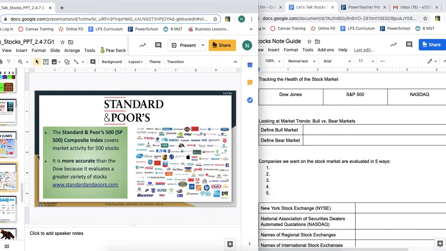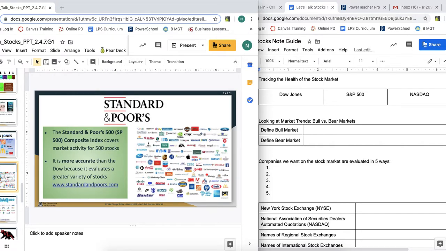The Standard & Poor's is going to be the largest. They have the activity for 500 stocks. And this is often seen as the most accurate because they evaluate the largest variety of stocks. And so as you can see, some of them overlap. So some companies that were seen on the Dow Jones are also seen here.